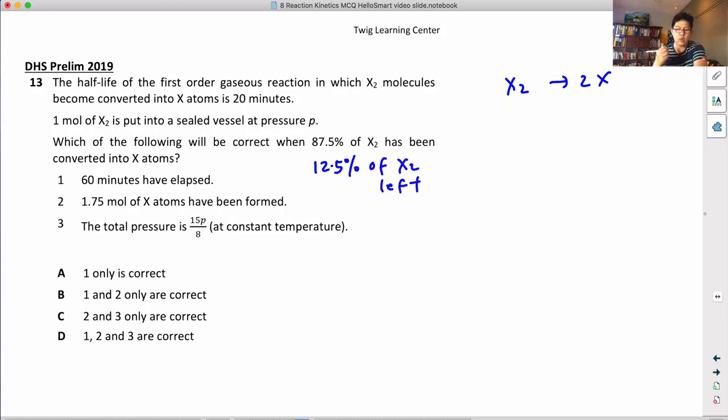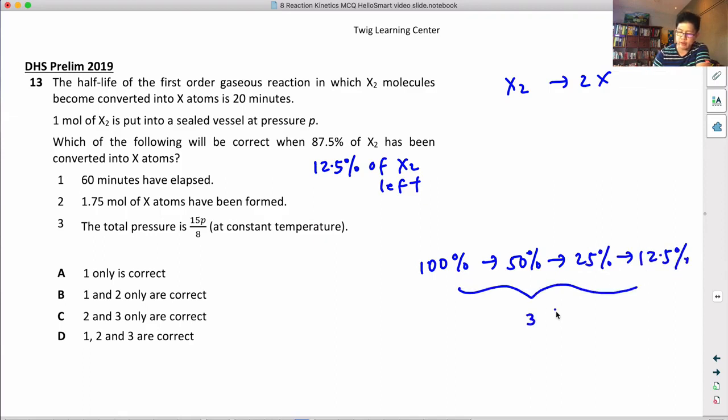Take it this way. If I started with 100%, you drop to 50%, drop to 25%, and then you drop to 12.5%. So you can see that this is actually 3 half-lives. If it's 3 half-lives, the time taken will be 60 minutes, since each half-life is 20 minutes. So this is definitely correct.